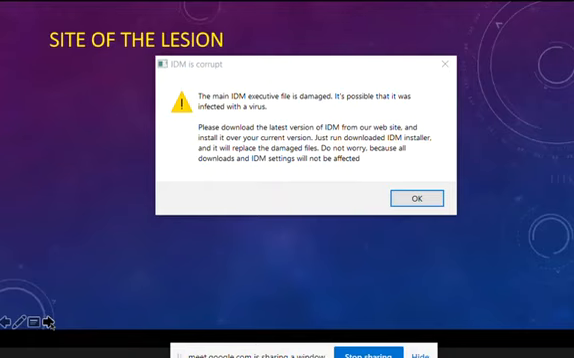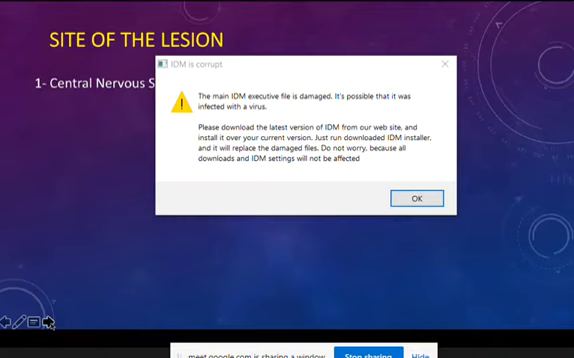Okay? The site of the lesion. Where is the lesion in neurology? Where is the lesion in neurology? This is a very important question to ask, and a very important question to answer. If you see any neurology case in the exam, expect this question: where is the lesion?